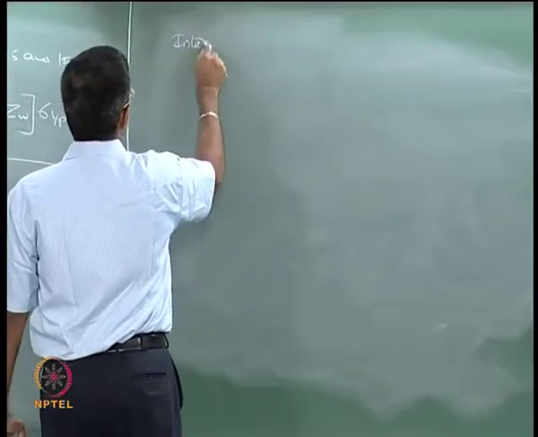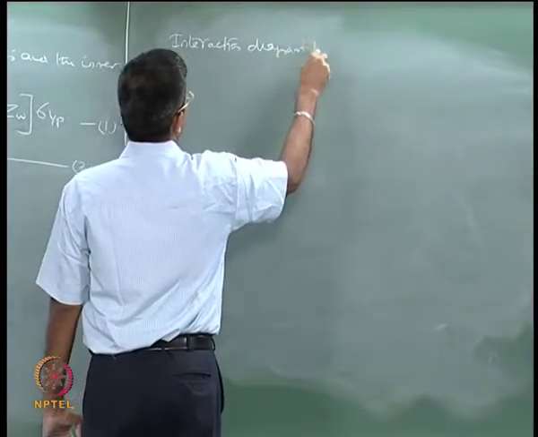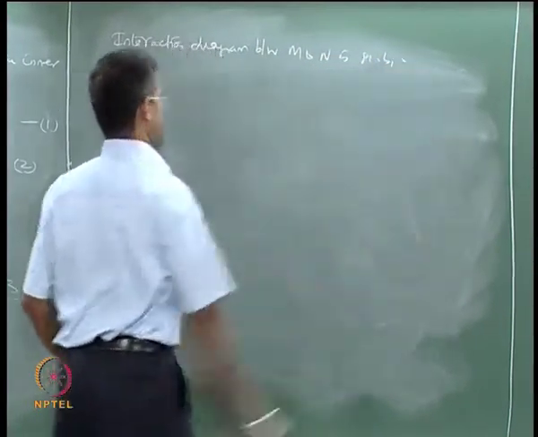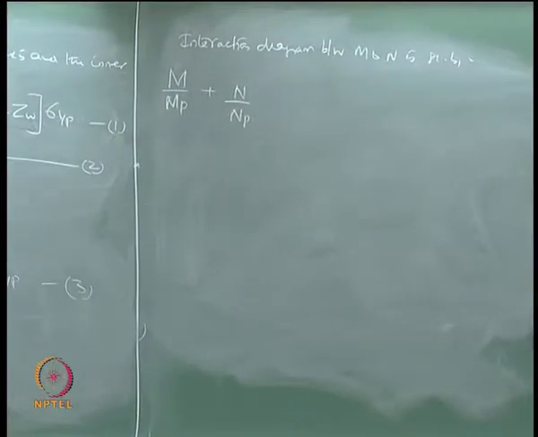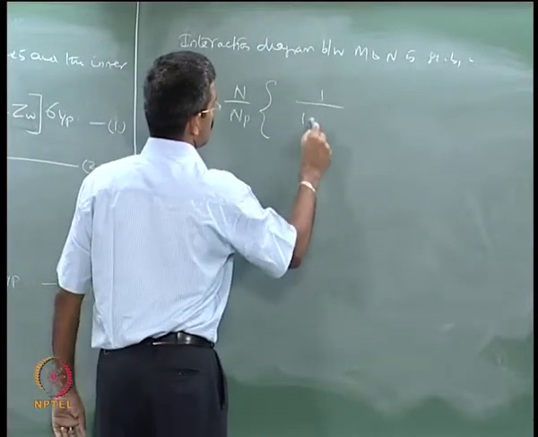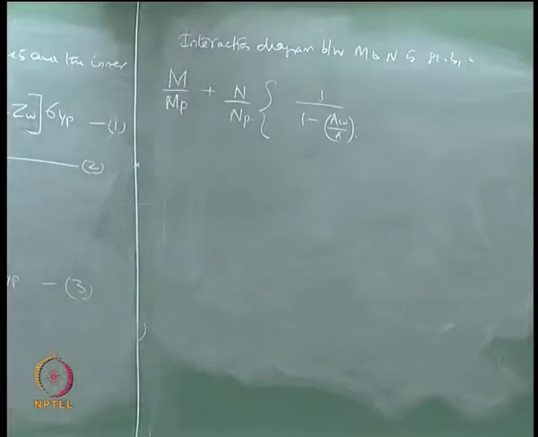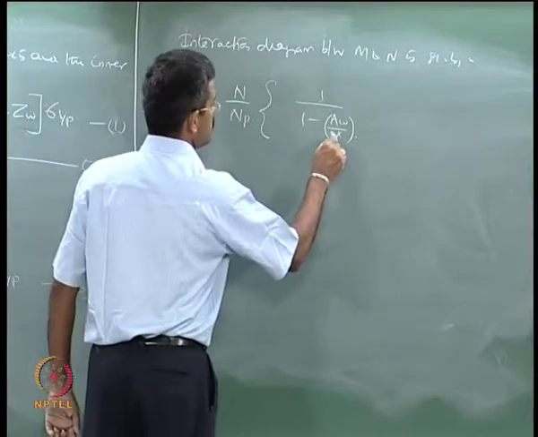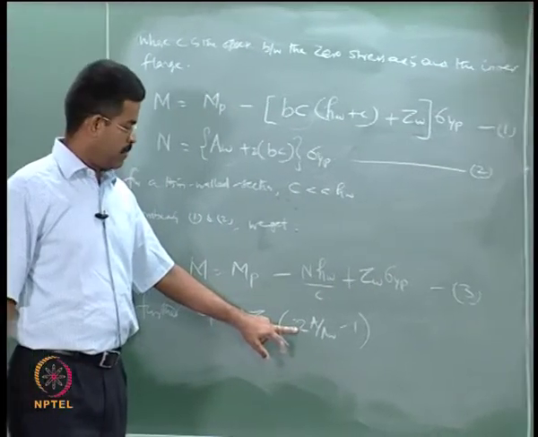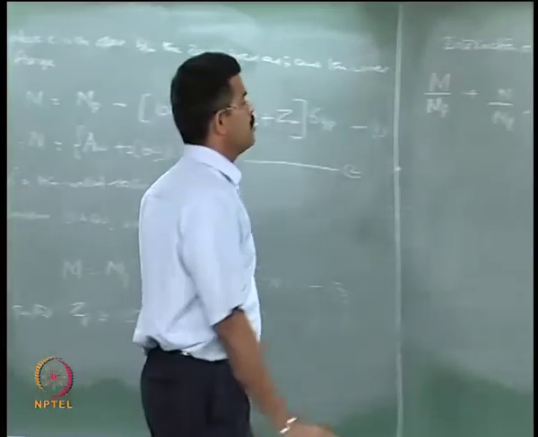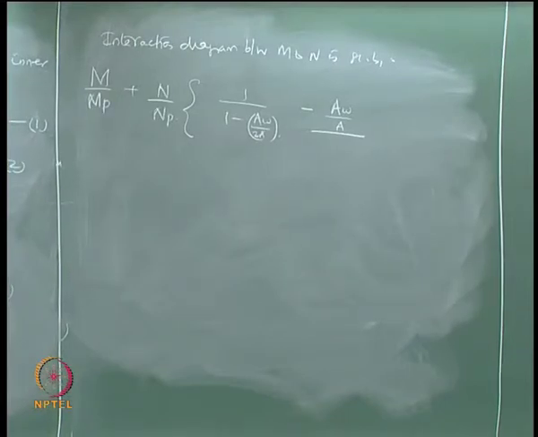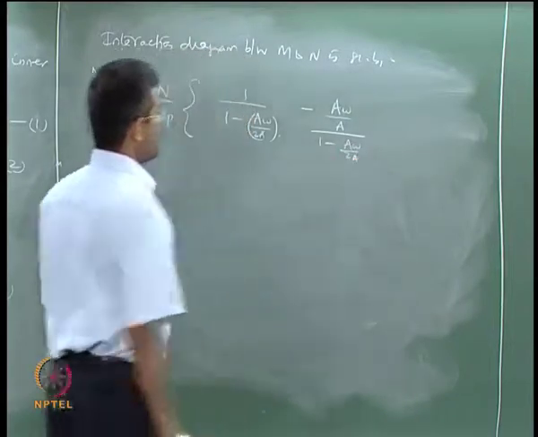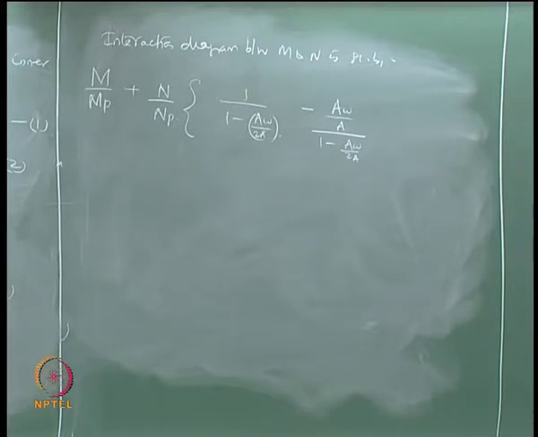So now the interaction diagram between M and N is given by M by MP plus N by NP of 1 by 1 minus AW by A, oh this is 2A, this is 2A here, okay, 2A minus AW by A by 1 minus AW by 2A of twice of this.